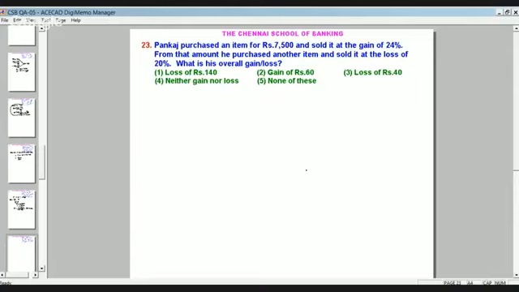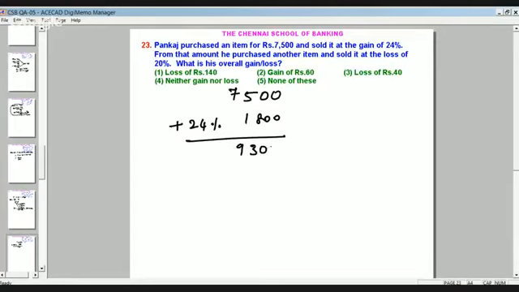Next, 23rd. We can solve this in two ways. One way, take it directly: 7500, 24% gain. 24% of 7500: cut the 20, multiply 7524 by 1800... so at 25% profit it is sold for 9300.